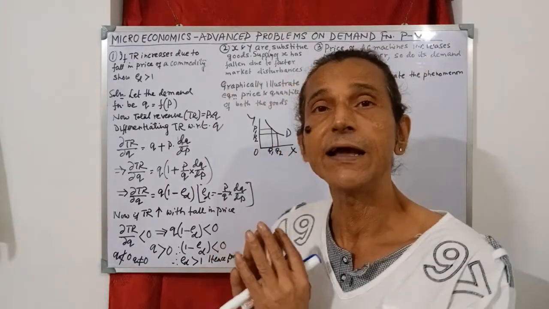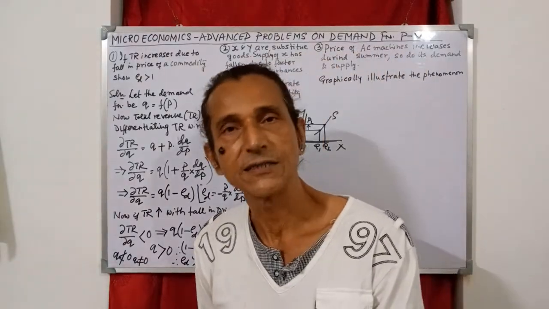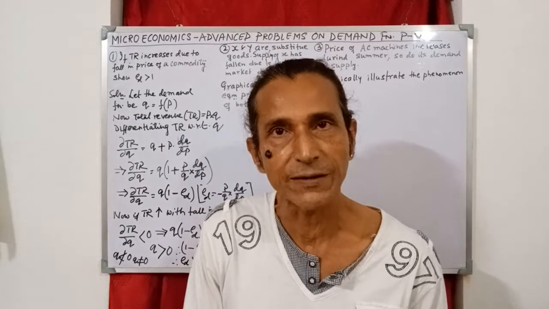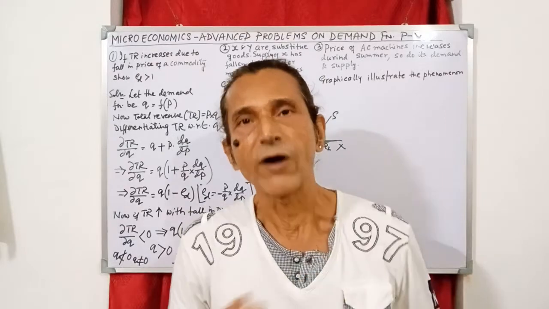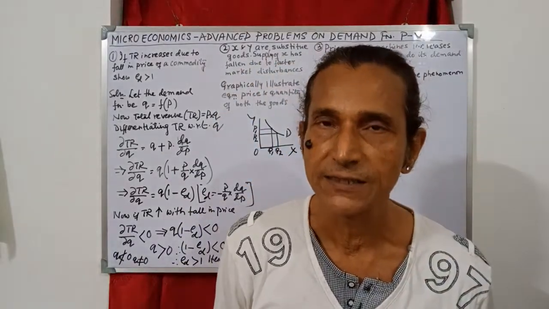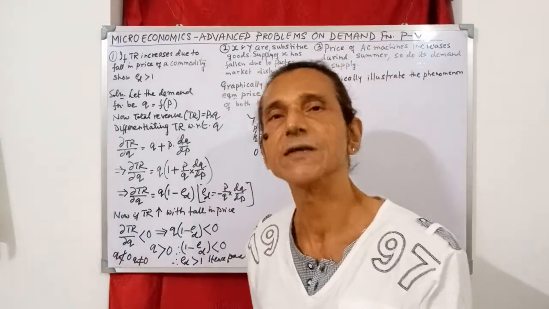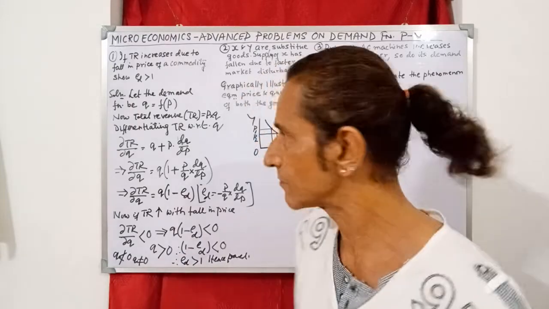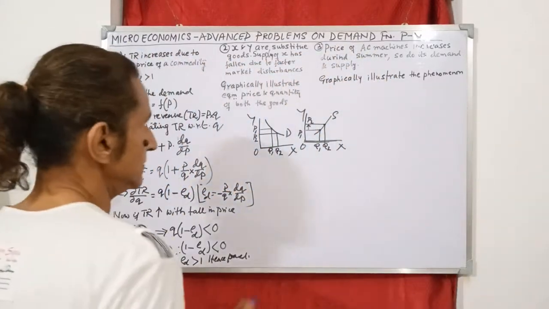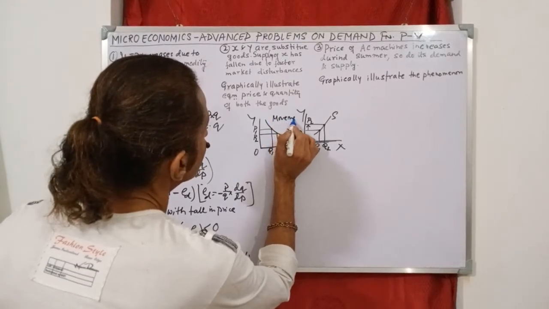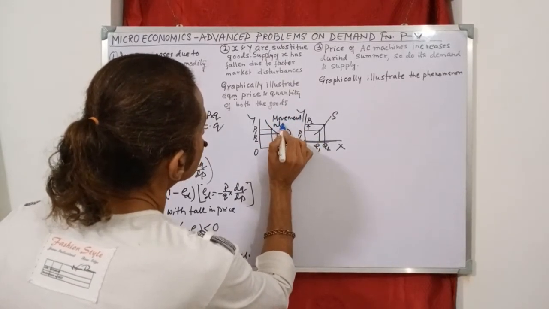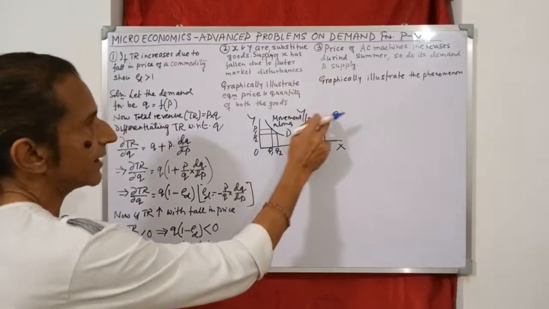If any other factor or factors change other than price, that means if price remains constant and one or more than one factors change, then there will be a shift in the demand curve as well as the supply curve. So these are movements alone, along the demand curve and supply curve.